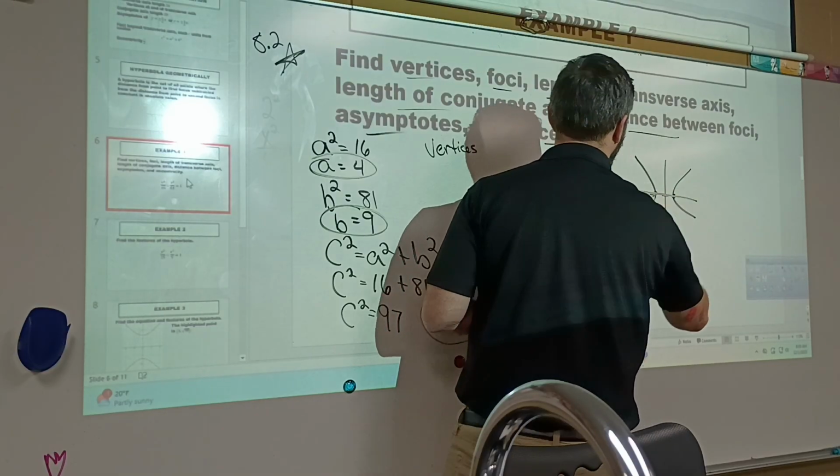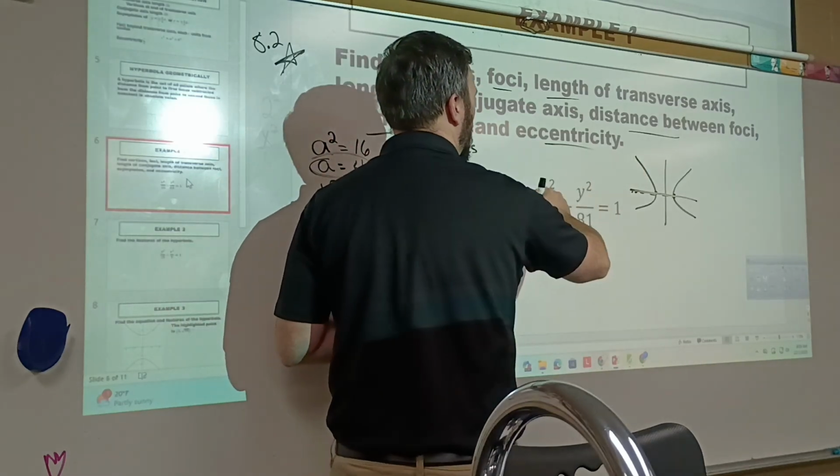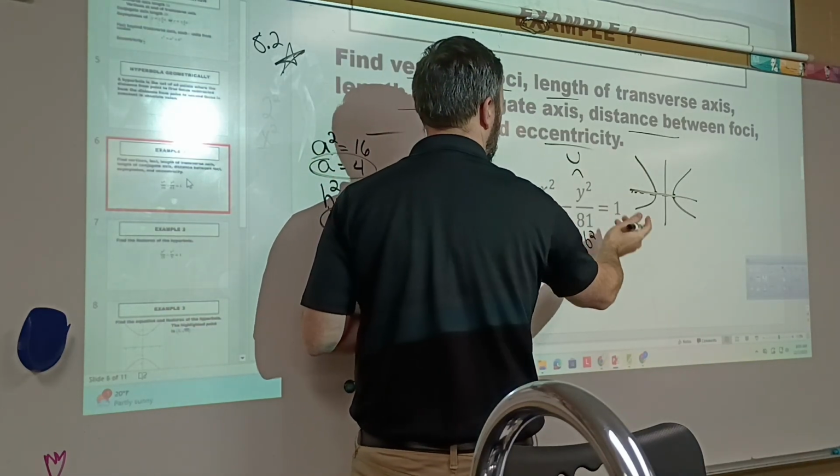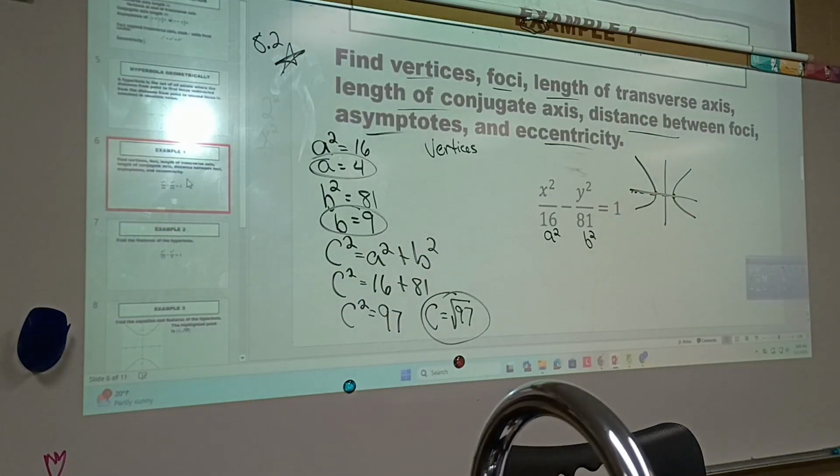Now our a is 4. So each one of those vertices is going to be 4 away from the y-axis, right? 4 to the left and 4 to the right. That was just me saying if y came first, it'd open up and down.